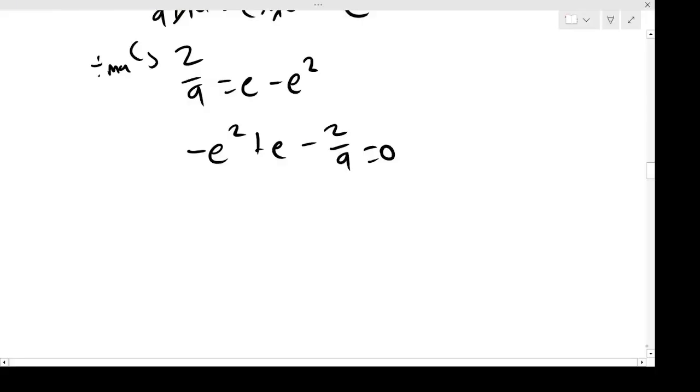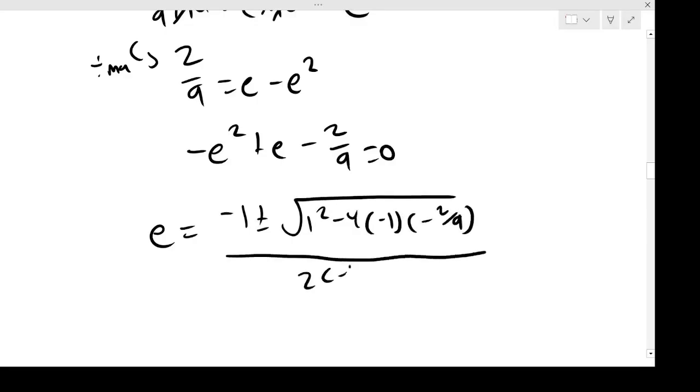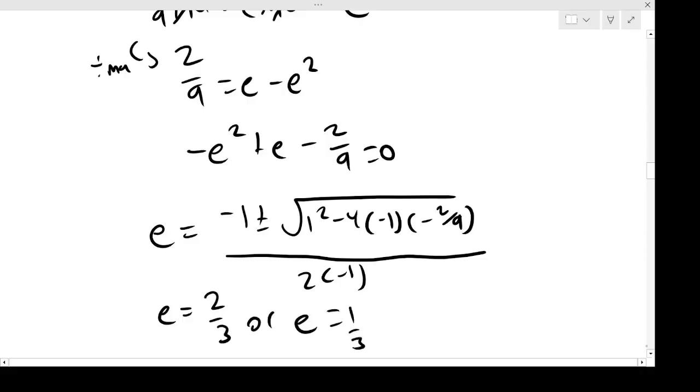So I can solve this quadratic. You can solve it however you want. If I use just the quadratic formula, e is going to be -1 plus or minus the root of 1 squared minus 4 lots of -1 lots of minus 2/9, over 2 lots of -1. So if I solve this quadratic equation for e now, I get e to be 2/3 or e to be 1/3. Now both of these are plausible values, right? Both of these values are between 0 and 1.